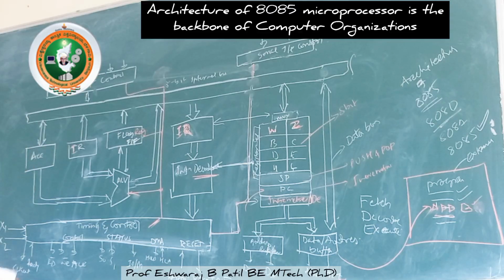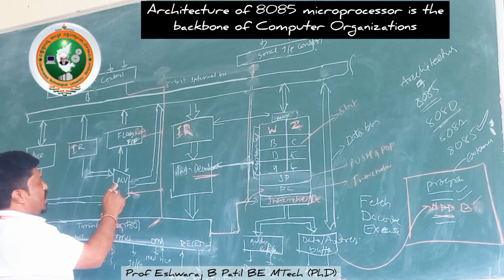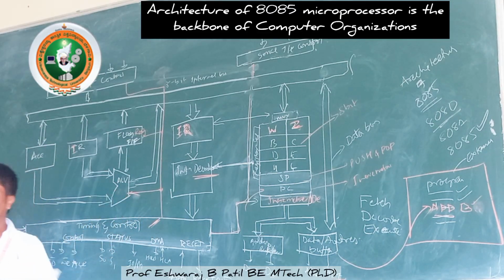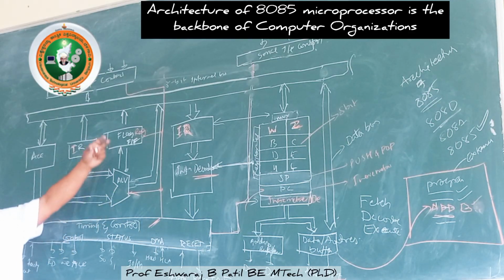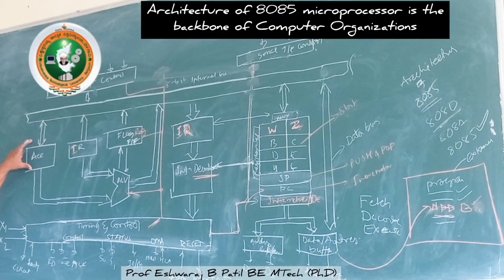This will perform one of the arithmetic operations because of the add instruction. It will take data from the B register and another data from the accumulator register, and it will perform the addition arithmetic operation.